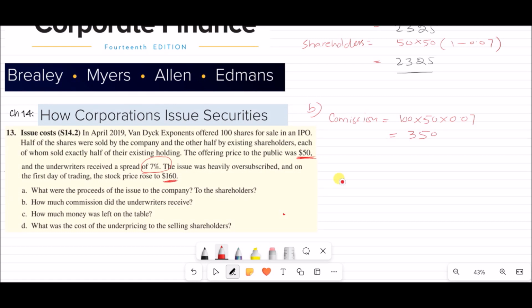So money left on the table will be 160 minus 50, and there are total 100 shares. So this will be money left on the table for 1 share. If we want to calculate it for a total 100 shares, then we have to multiply it with 100. So in total it will be 11,000.